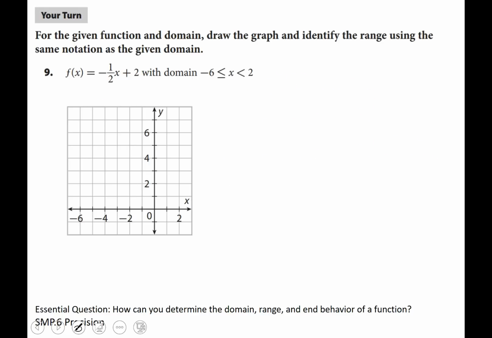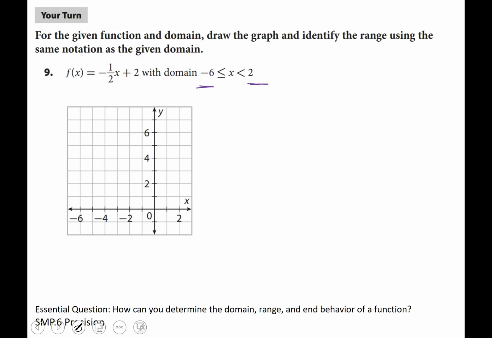All right, let's look at this number 9, your turn. So we're supposed to, for the given function and domain, draw the graph, identify the range using the same notation as the given domain. So all we have to do is find the range. So again, I could graph that, or I could plug in my endpoints and then connect the dots, basically. Notice that one's a closed circle, that one's an open circle.